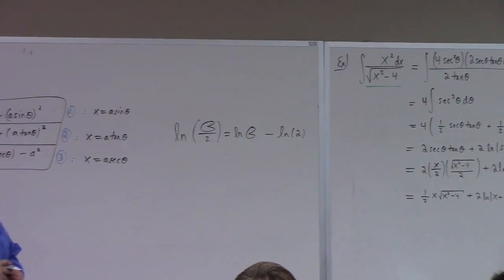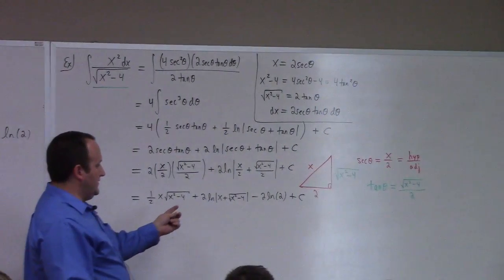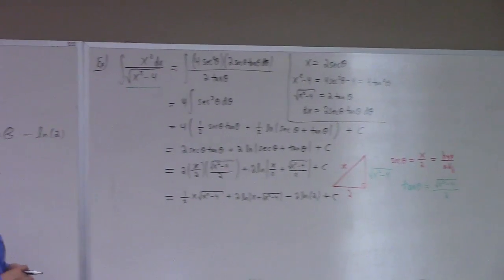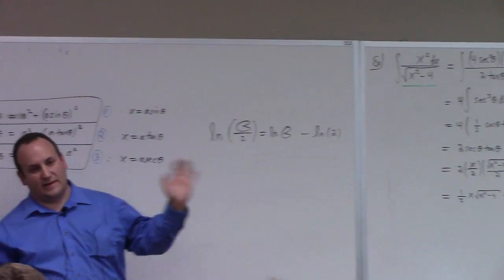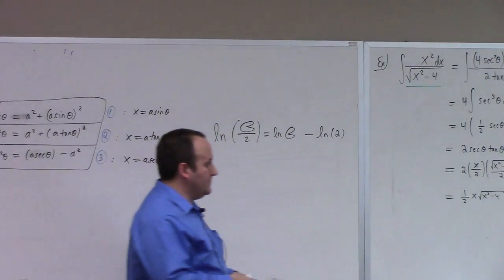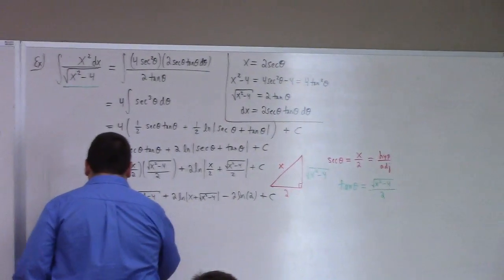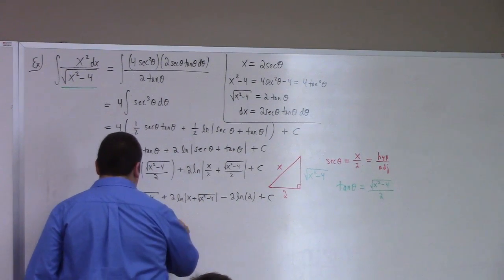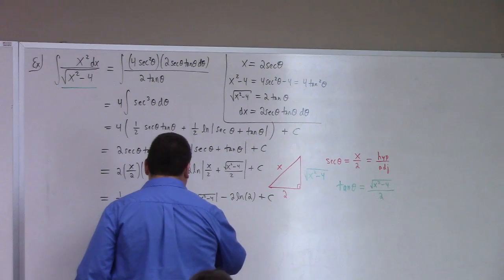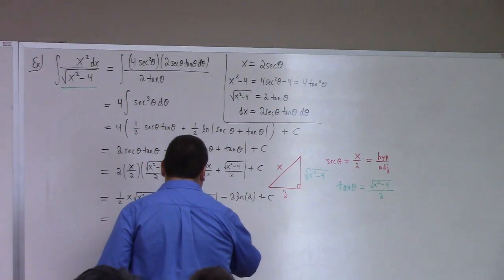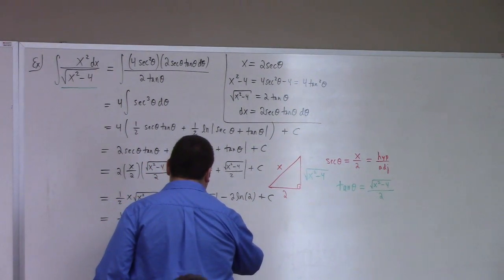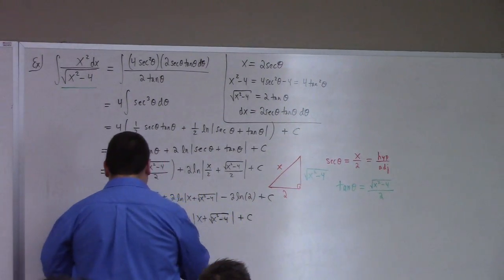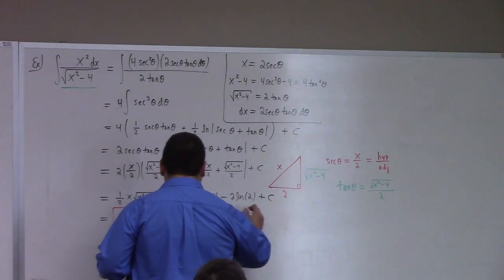Property of logs. So I'm using that here. It's just that there's a 2 that multiplies as well. Why do I do that? Just to point out that the 2 log 2 can be lumped into the constant of integration, right? And so here's a nice answer: 1/2 x square root of x squared minus 4 plus twice the log of the value of x plus square root of x squared minus 4 plus a constant. And there you go. That's a nice answer, I think.